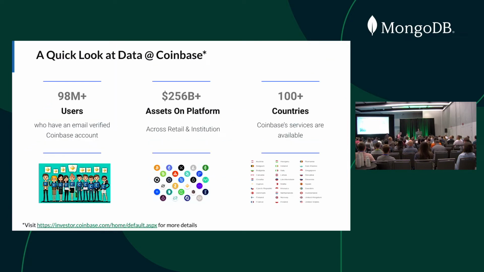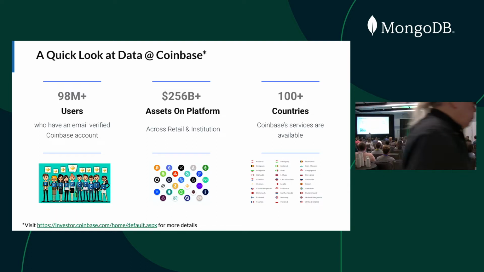OK, let's take a quick look at the data in Coinbase. So to just give you a rough idea on the scale of the problem, currently we have more than 98 million users with registered Coinbase account. We have more than 256 billion of assets on the platform across the retail and institution. And our service is available in more than 100 countries.